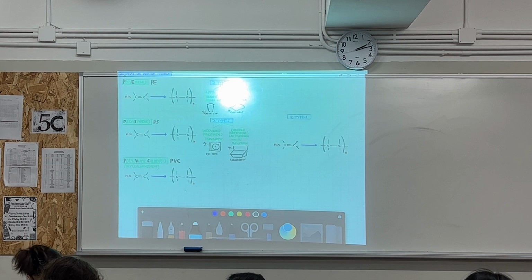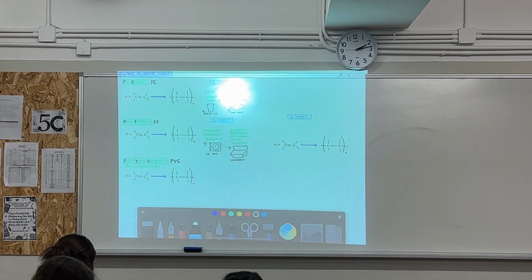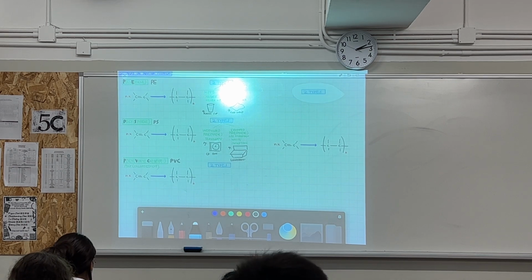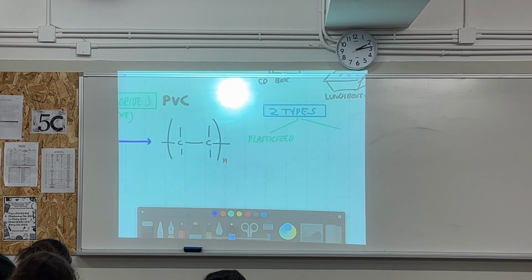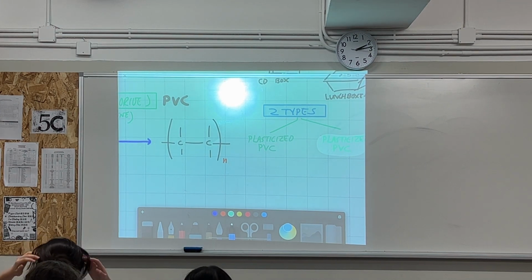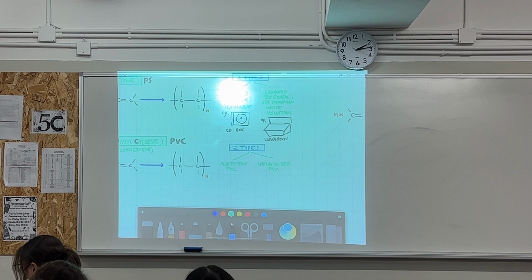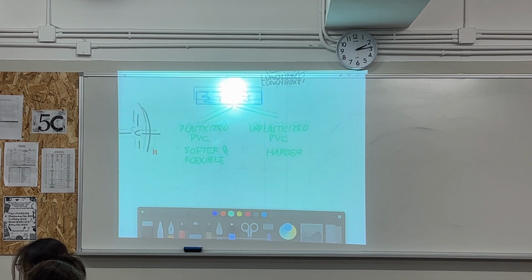And just like the other two previously discussed plastics, for PVC we also have two types. What are they? Plasticized and unplasticized. Which type is softer? Plasticized. Think about it. What does plastic mean? When you think of plastic, you think of something very soft and thin. So to plasticize something means to make something soft. So this is plasticized PVC and unplasticized PVC. Plasticized is softer and flexible. Unplasticized PVC is harder, or you can say rigid.